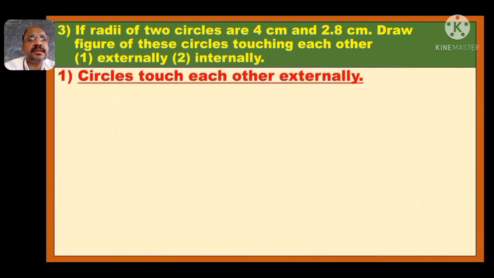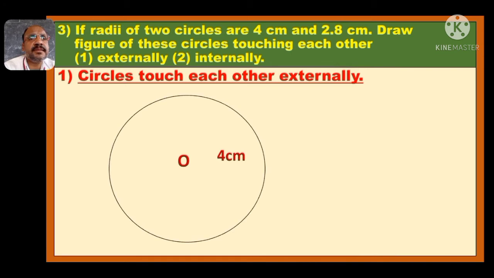Here is the first figure. The circles touch each other externally. Here we know the radius of one circle is 4 centimeter and the other is 2.8 centimeter. This is the center point O, and the radius of this circle is 4 centimeter. Draw the circle of radius 4 centimeter, and another, the center of the other circle is P, and the radius of that circle is 2.8 centimeter. Draw the circle of radius 2.8 centimeter.